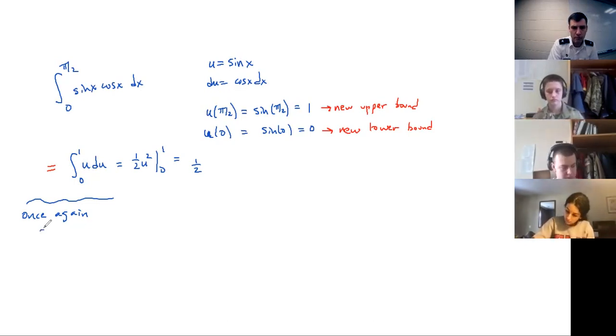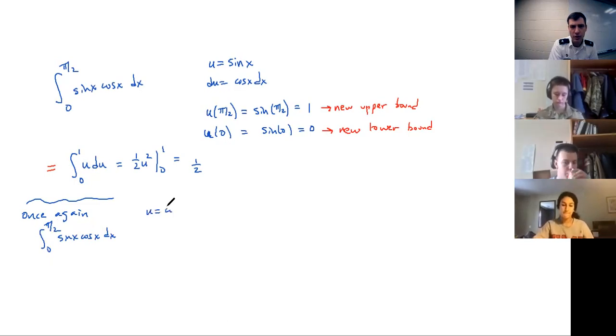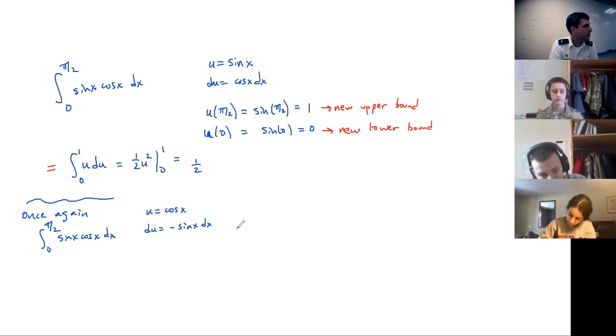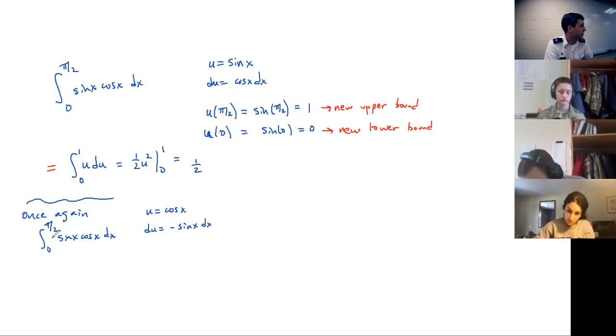So one more time, integral from 0 to pi over 2 of sine x cosine x dx. U this time is cosine x. That's what you told me you could do. That makes du what? Negative sine x, right? Everyone all right with that? Now, there are two main ways that you can handle this. How do I get a negative sine x? Some people will put a minus sign up front and a minus sign inside here, and two minuses cancel out. That's all fine.